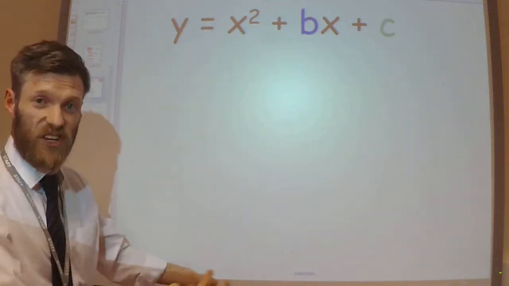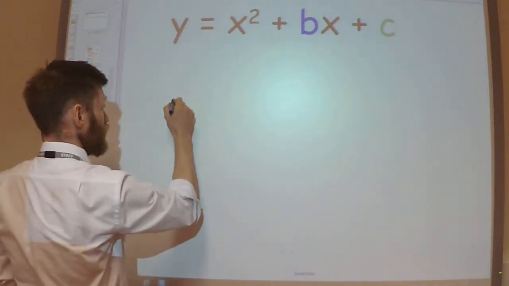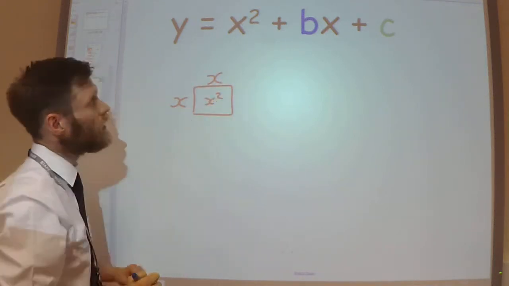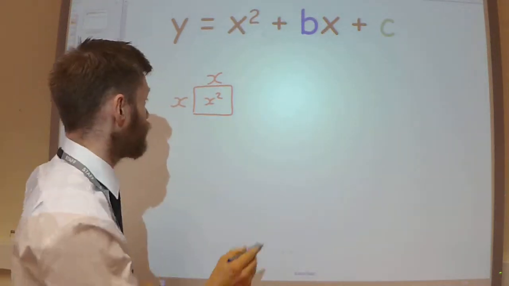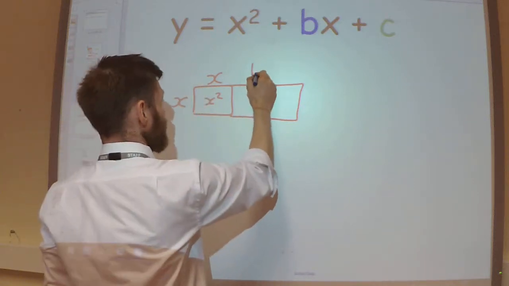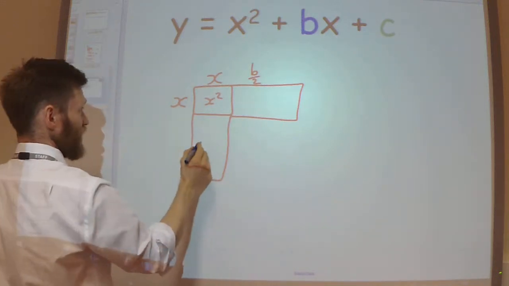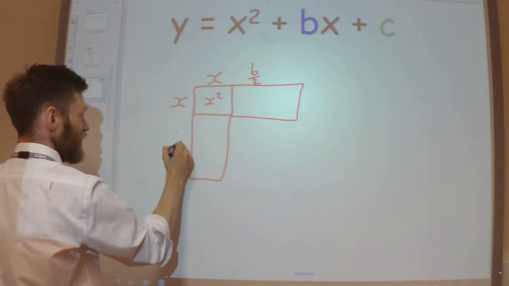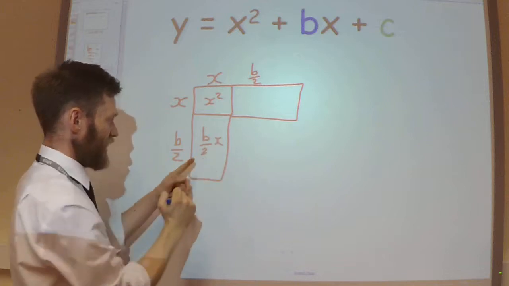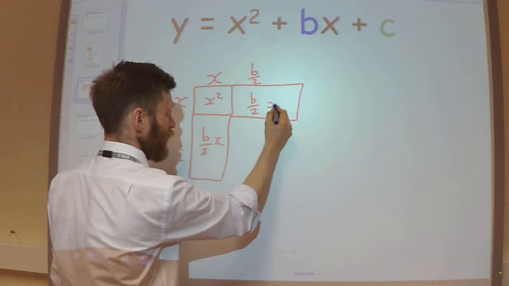Just to do this generally for you, so this is our general quadratic. Again, we've got our x squared here. I'm going to split the b in 2, so I will have a rectangle here where its height is x and its width is b over 2. The same rectangle here where its width is x and its height is b over 2. So the area of this rectangle is b over 2x. The area of this rectangle is b over 2x.